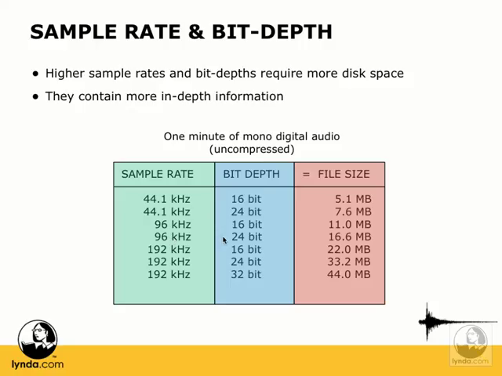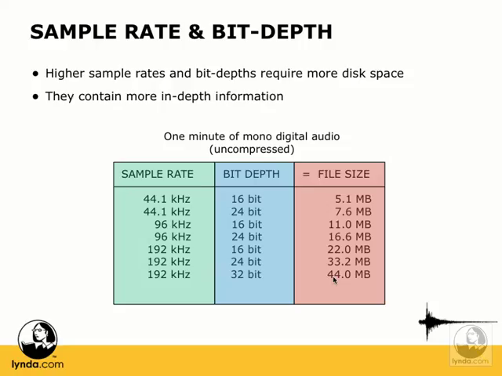96 kilohertz at a bit depth of 24, 16 megabytes. 192 kilohertz at 24-bit, 33. And the highest available, I think right now, is 192 at 32-bit. That's 44 megabytes per minute of mono audio. So as you can see, this can really add up, especially if you're doing a lot of multi-track recording.